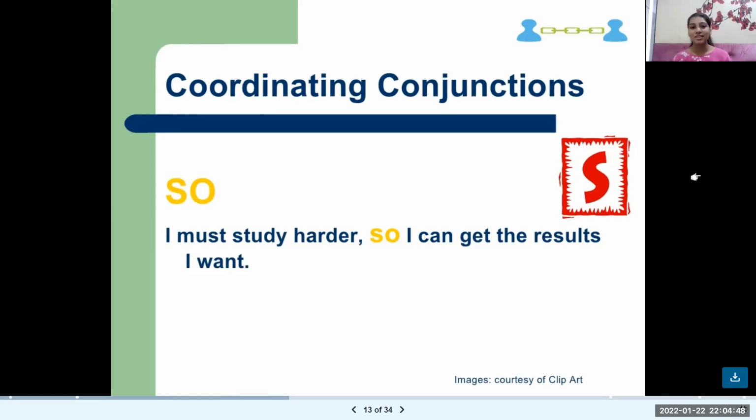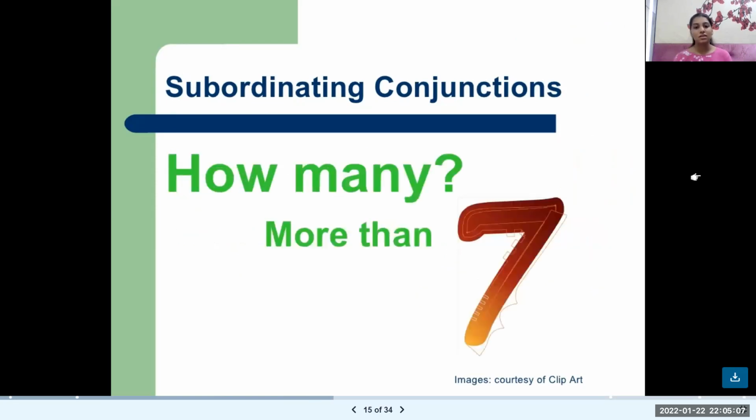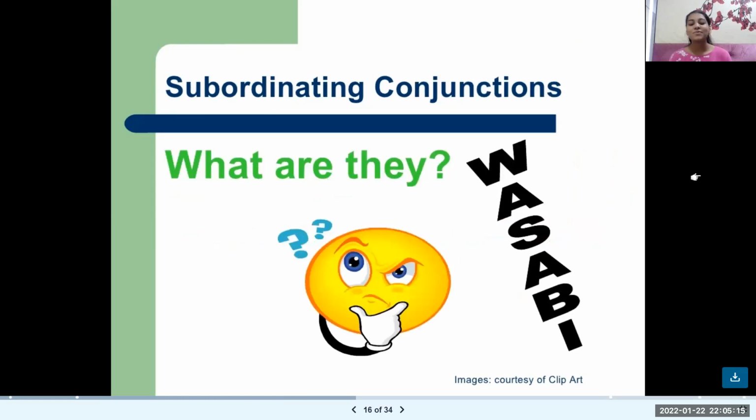Okay, I hope you all understood what coordinating conjunctions are. Let us go ahead and see some other types. Now the second type is subordinating conjunctions. Again, what are we going to see over here? How many of them are there and what are they? So let us see how many subordinating conjunctions there are. There are more than 7 subordinating conjunctions. And let us see what they are.